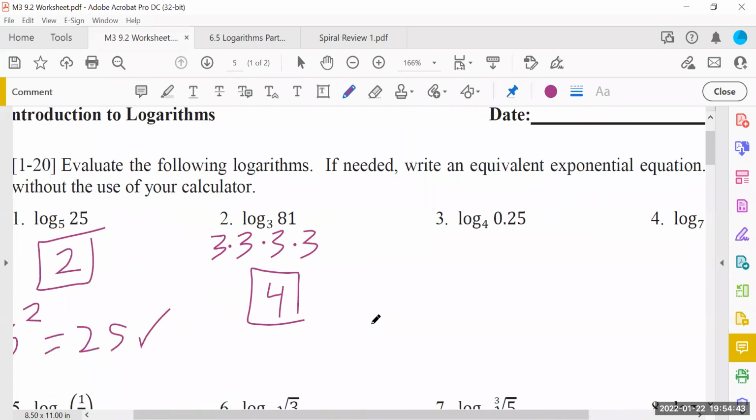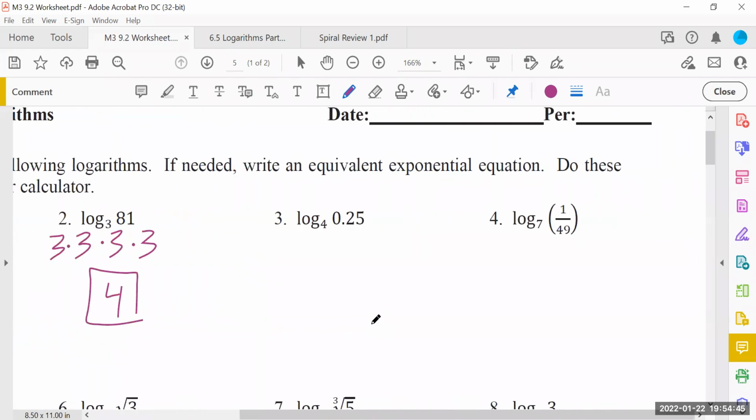If you got thrown off by the decimals, don't be too worried about it. This one, log base 4 of 0.25. If you got stuck on this one, again, don't be too worried about it. But the key to this one was seeing that 0.25 is actually 1/4. And so that just means I'm raising the base 4 to the -1 power. And again, we'll do more like that. That one's a tricky one.